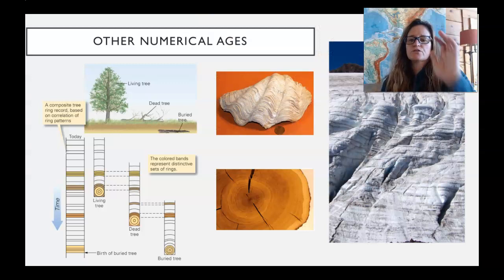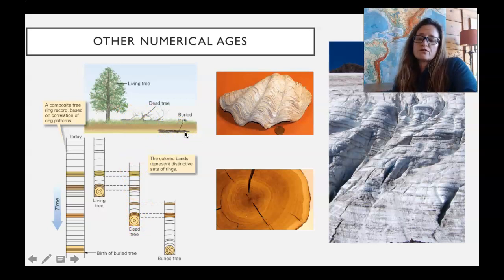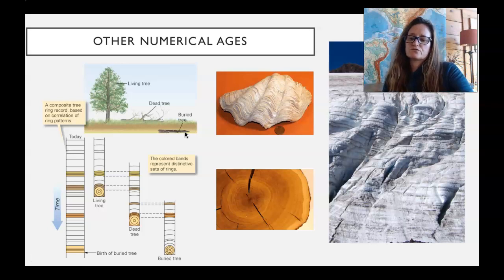Okay, other ways that we can look at numbers for the ages. One of those is dendrochronology, and that's counting up tree rings. So in this image, there's a live tree. It's got a growth record with the tree rings, and there is a dead tree that is sitting on the ground that has a record with its tree rings, and then a tree that is underground, maybe like in an alluvial fan would be a common place to find a buried tree.